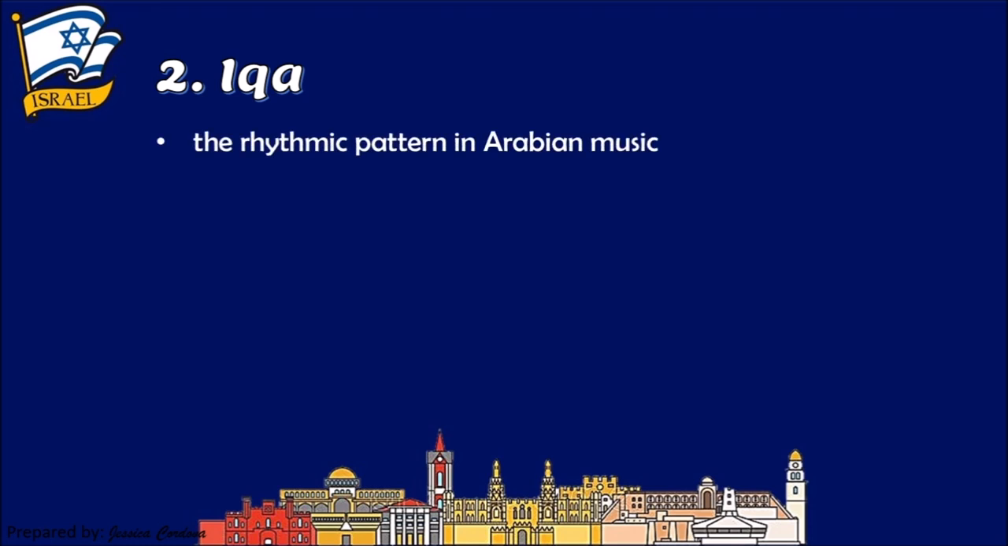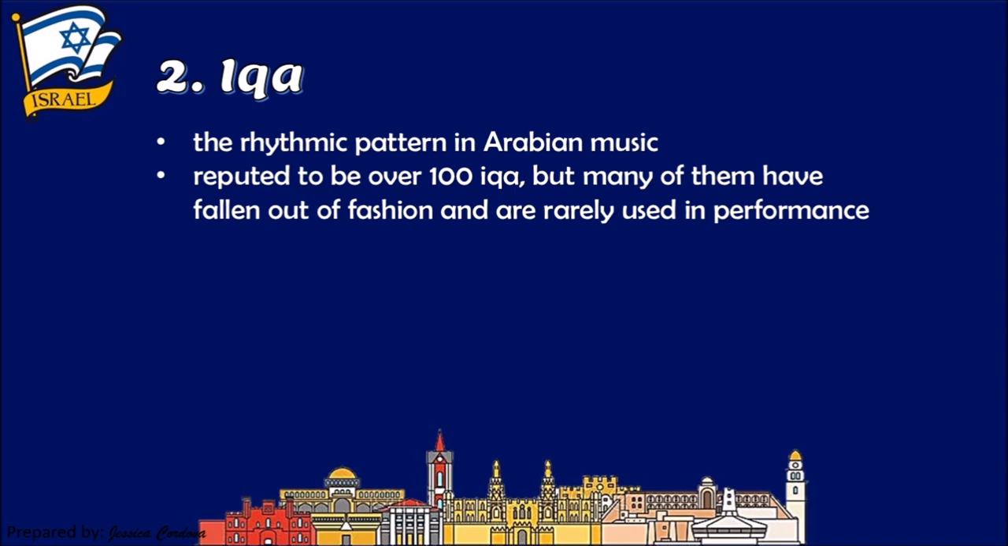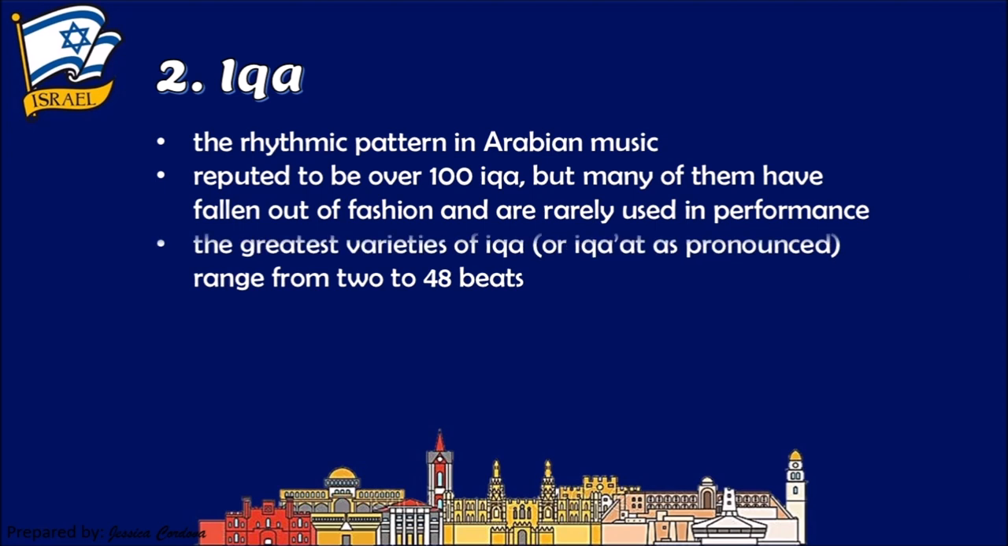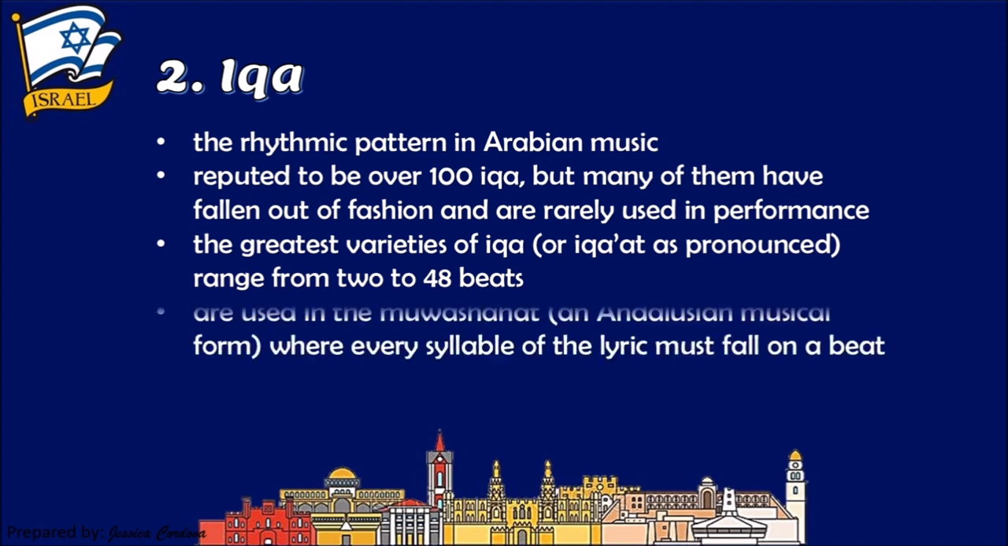Next, Ika. The rhythmic pattern in Arabian music, it is reputed to be over 100 ika, but many of them have fallen out of fashion and are rarely used in performance. The greatest varieties of ika range from 2 to 48 beats, are used in the muwashahat, where every syllable of the lyric must fall on a beat.